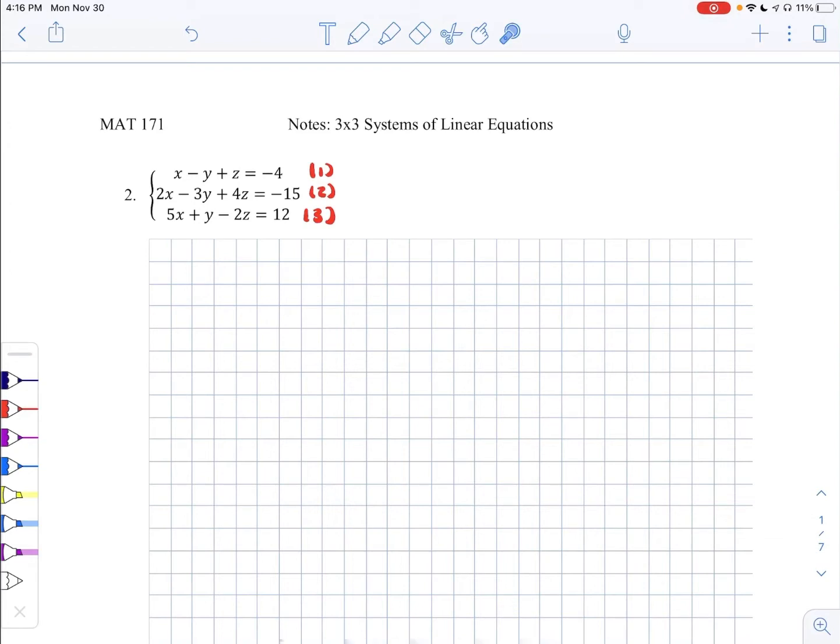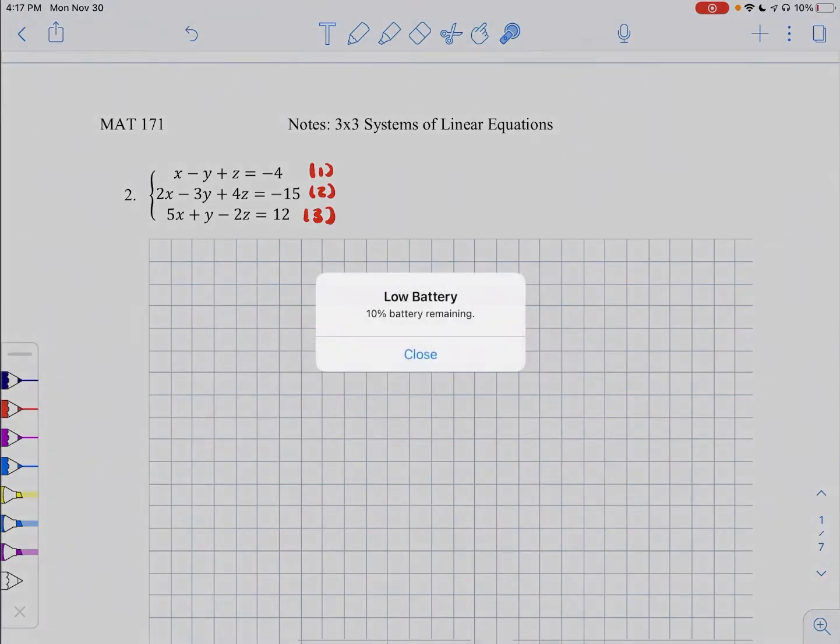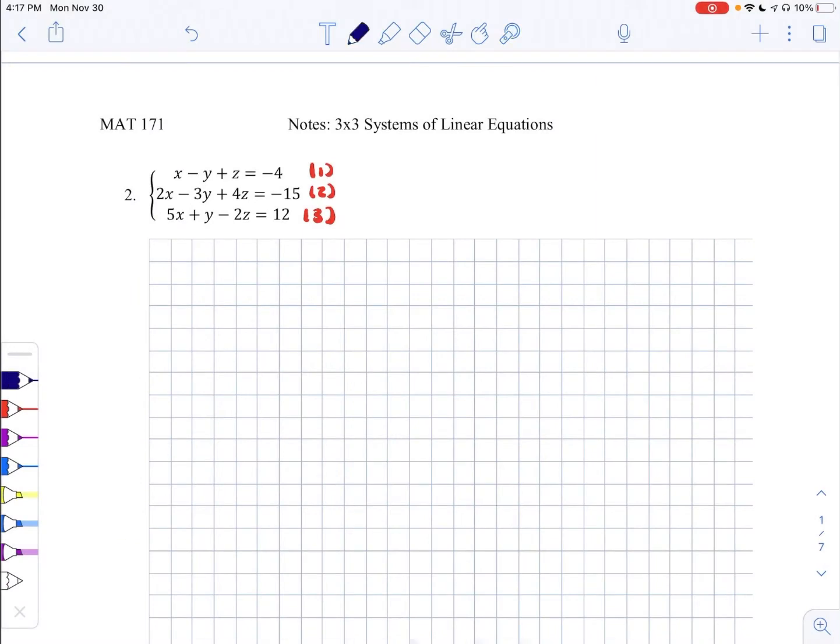So when I'm looking at this, I like to think about if there's any variable that looks like it might be easier to eliminate, if there's less work involved in eliminating it. And what I notice is that in equation 1, we have a negative y, and in equation 3, we have a positive y. That's going to be an easy variable to eliminate because they're already exact opposites of one another. All right, so let's go ahead and create these pairs. So I'm going to put equation 1 with equation 3.